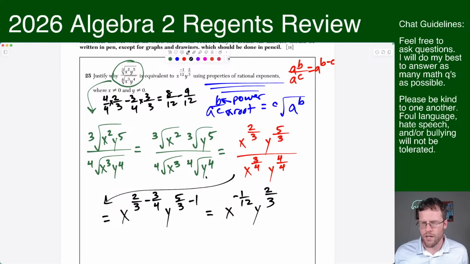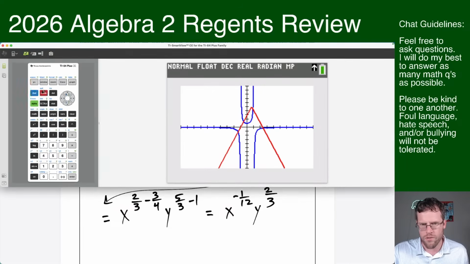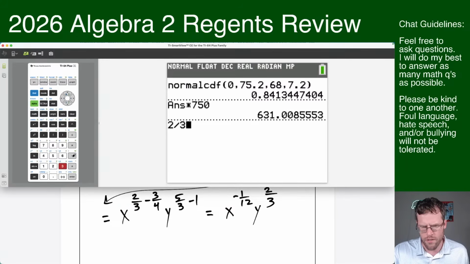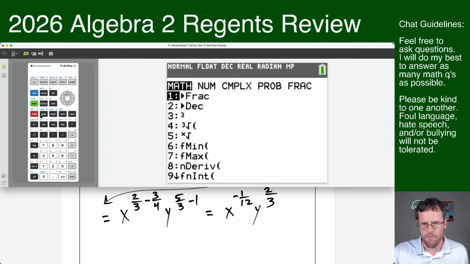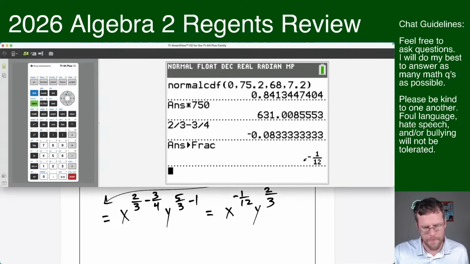So just showing the progression of the math. All right, if you're like, oh, I don't like fractions, this is too much, type 2/3 minus 3/4, then math, enter, enter, and you get your answer. All right? Cool.